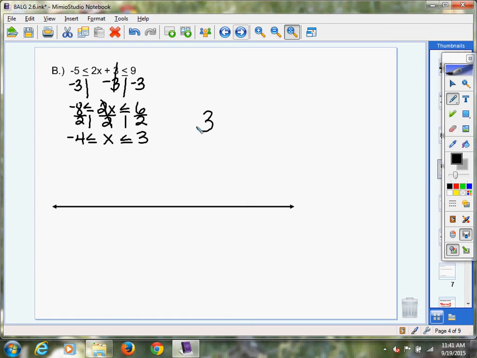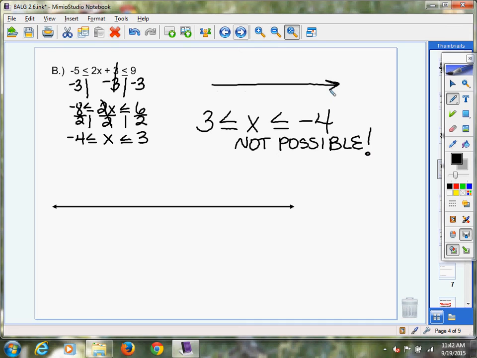Now, if you had just a little hint, let me give you kind of an idea of what to look for when it's incorrect. If they wrote it like this, this is not possible, okay? If they started with the larger number and they put the 3 on the left first, and then they did 3 is less than x, which is also less than -4, that's not possible. That's not going to end up being a conjunction at all. And I'm going to show you that. Let me go ahead and graph that for you so you see what that looks like, okay?